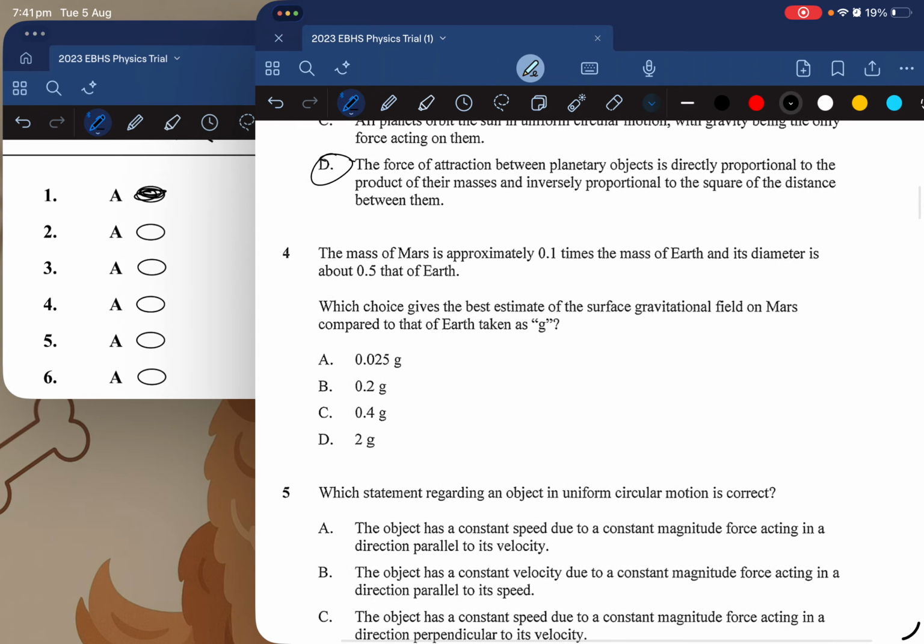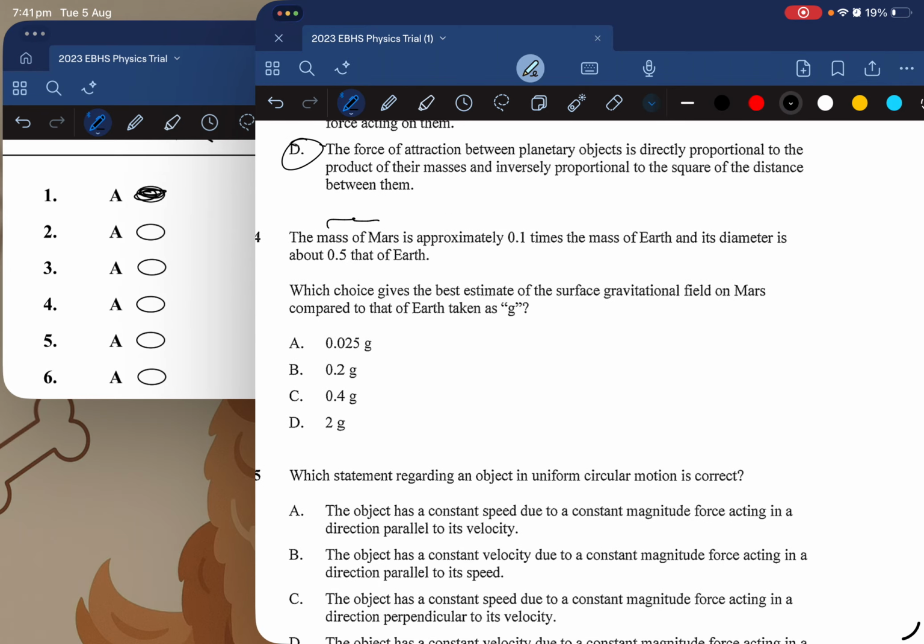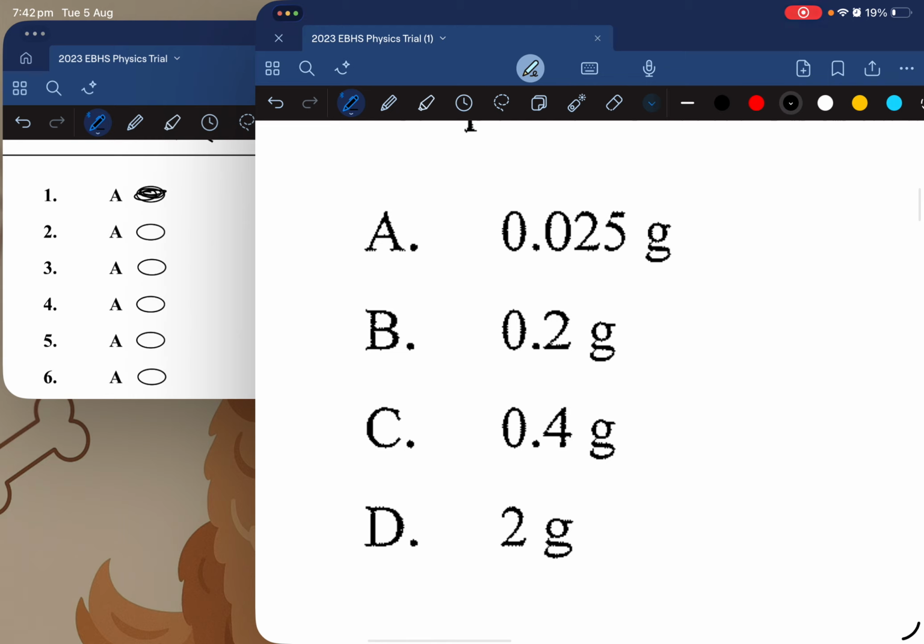And your fourth one: the mass of Mars is approximately 0.1 times the mass of Earth, and its diameter is 0.5 that of Earth. Which choice gives the best estimate of the surface gravitational field on Mars compared to that of Earth as g? Well, we're talking about a lot of g's, but then just look at the numbers. There's a lot of 2's here, right, and then there's one 0.4. What are you doing, bro? You don't give it away that easily. That 0.4 is obviously throwing you off.